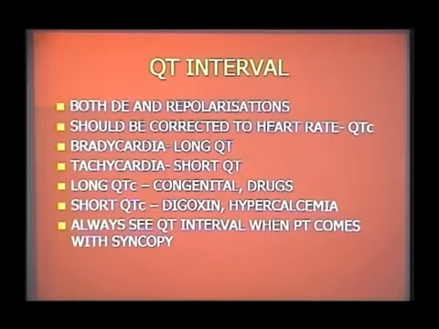A short QT interval can be produced by digoxin and hypercalcemia. The only drug which can produce a short QT interval is digoxin. All the other intervals are increased by digoxin; the only interval which is shortened by digoxin is the QT interval. So the QT interval is shortened by digoxin and hypercalcemia. Always look at the QT interval when the patient comes with a syncope. So this is the importance of the QT interval.